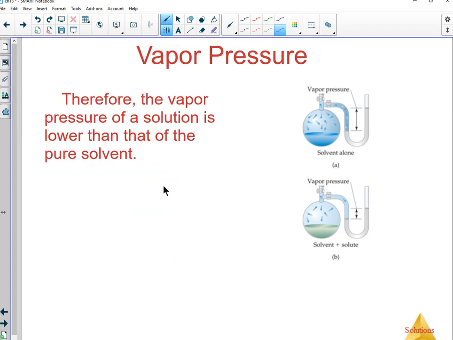Therefore, the vapor pressure of a solution is lower than that of a pure solvent. That's the sentence you need. If you got nothing else, that's the sentence you need. I'll pause.